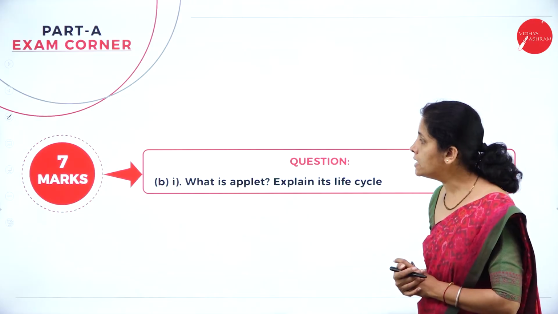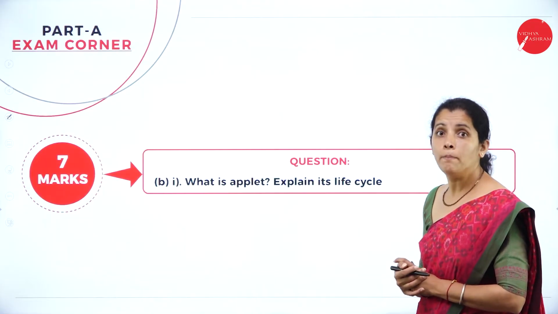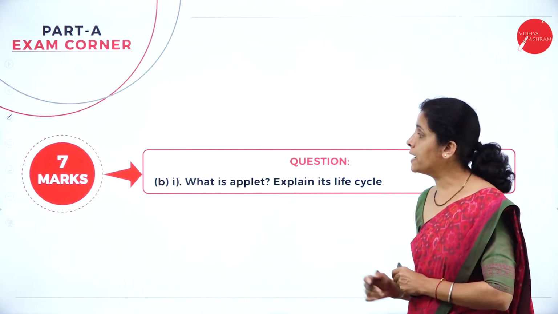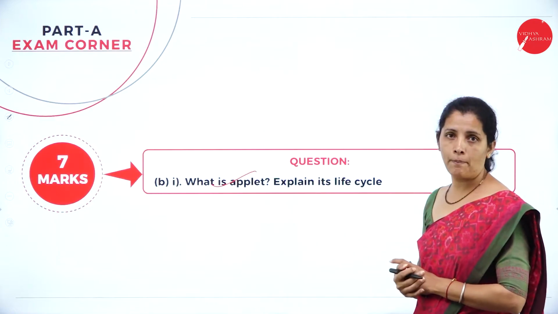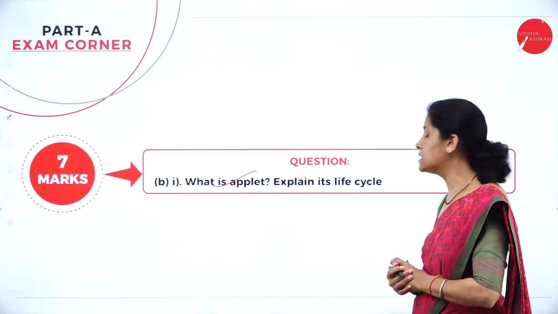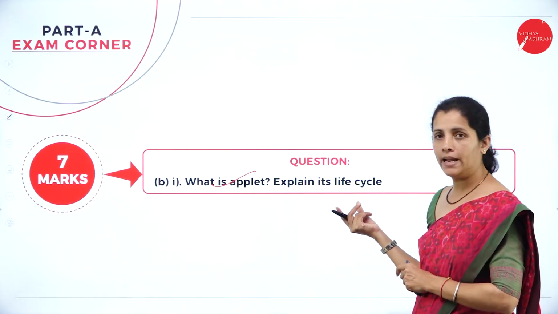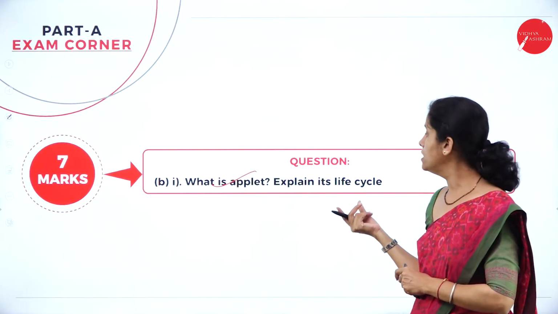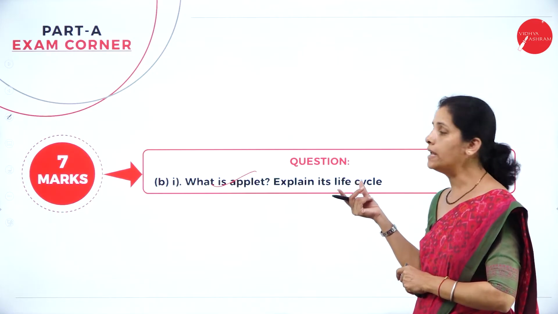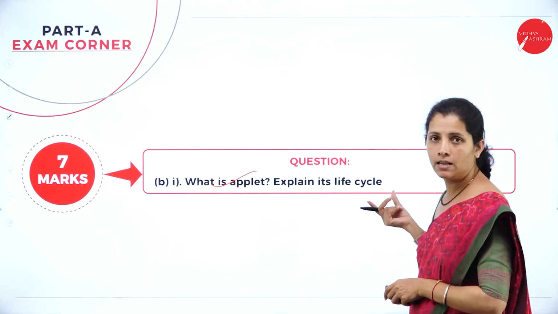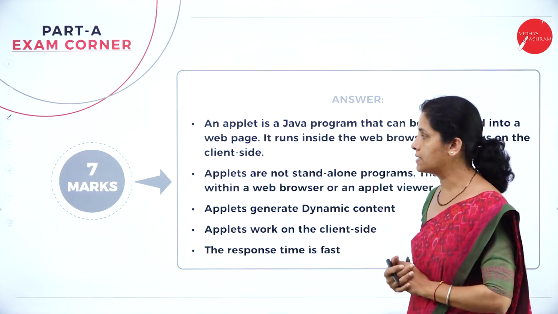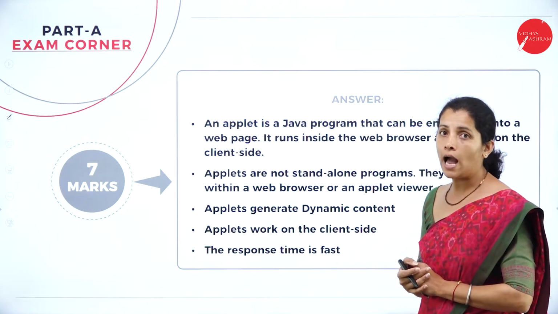Now dear student, I'm going to have the B in that first main. What is applet? Explain its life cycle. So what is an applet? First I want to define it, then I want to explain its life cycle. It carries 7 marks. So what is applet?